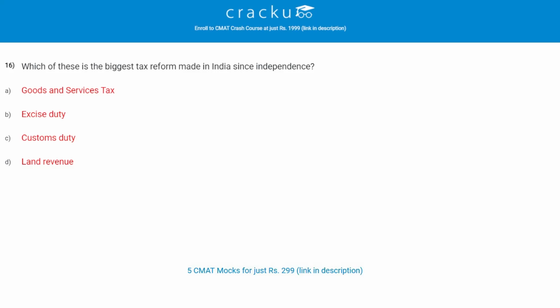Let's check the another question. Which of these is the biggest tax reform made in India since independence? The correct answer is goods and service tax.